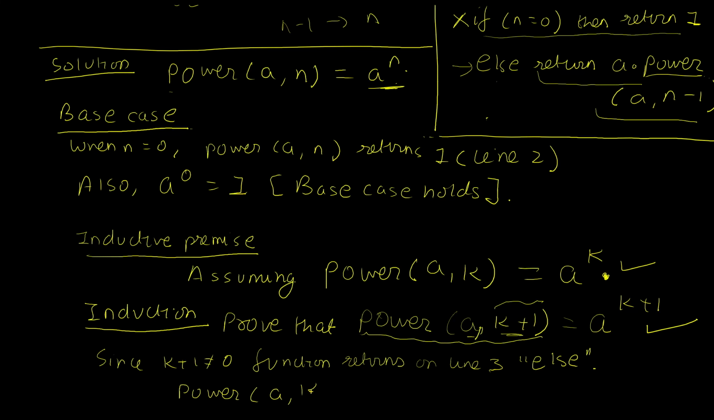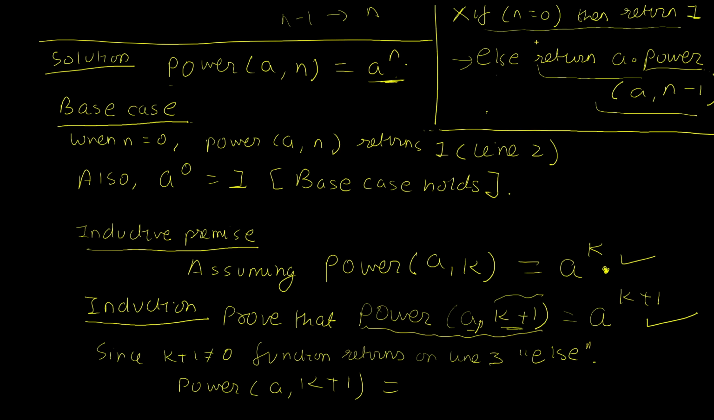Power, when I plug in a and k plus 1, I see that the function will return in this pattern. So it will return a, and then the power of the same a, and then the n will get reduced by 1. Therefore, in this case, when the else is returning, it will just return a times power. And we see that the first argument is still a, and the second argument is going to be 1 less than the input. So I'm passing in k plus 1 here, I'll get k here.